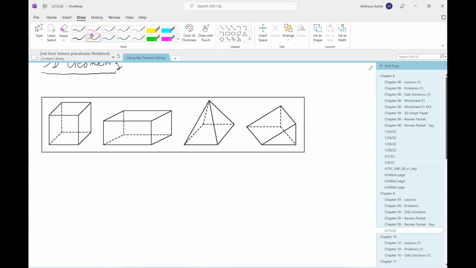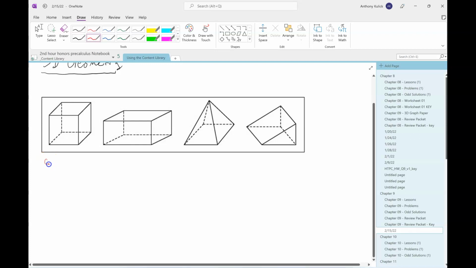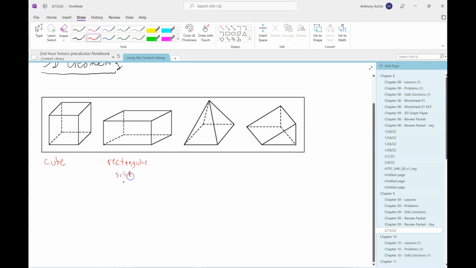So here's a couple of 3D figures. The one on the left is called a cube. Great. What would we call the next one? This would be a rectangular solid, or it's sometimes called a cuboid. I think that's more of a common European term for something like that, but I don't know how common it is over here.